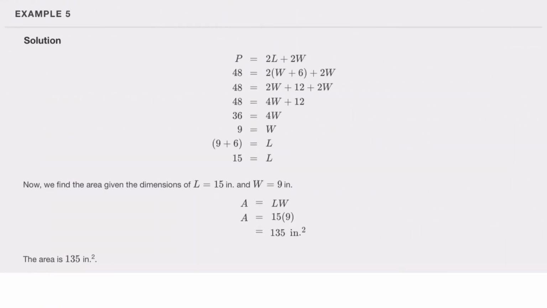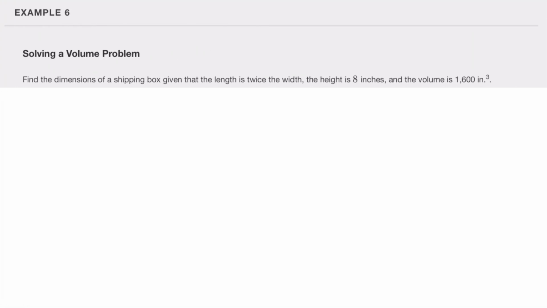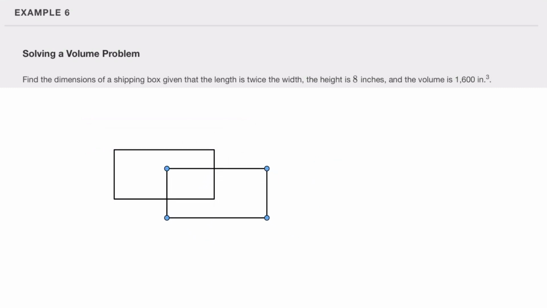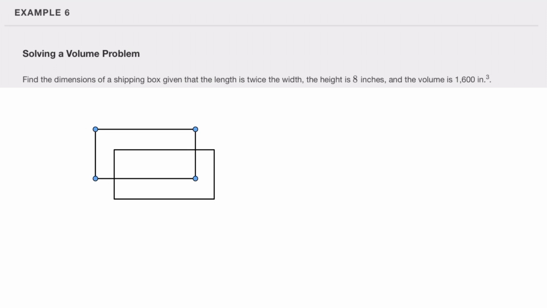135 square inches. Find the dimensions of a shipping box given that the length is twice the width and the height is 8 inches and the volume is given. So a box. Let's do something like 3D. Let's copy and paste, put this about like that, and connect these corners.